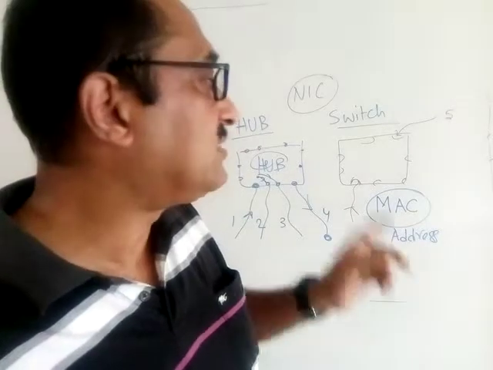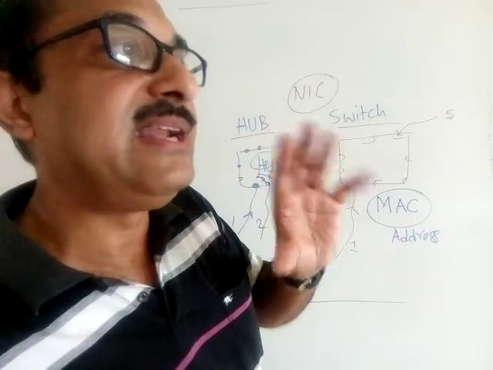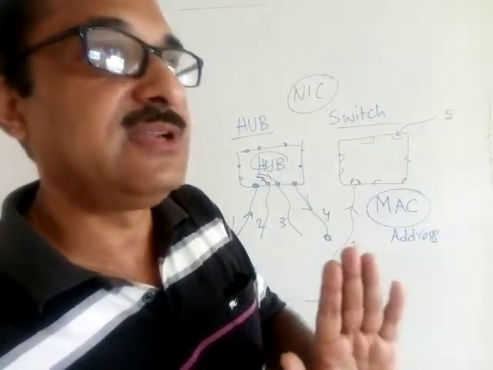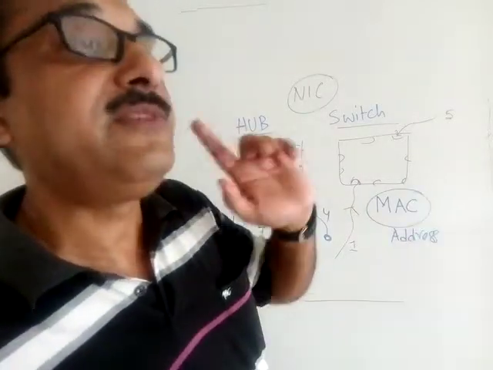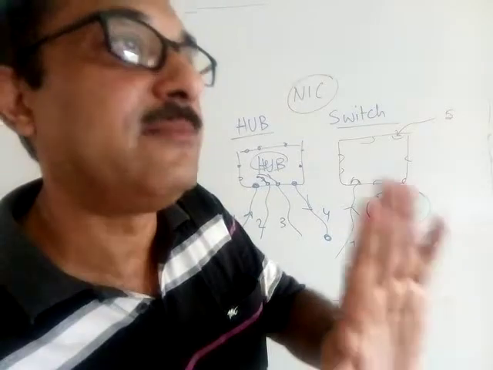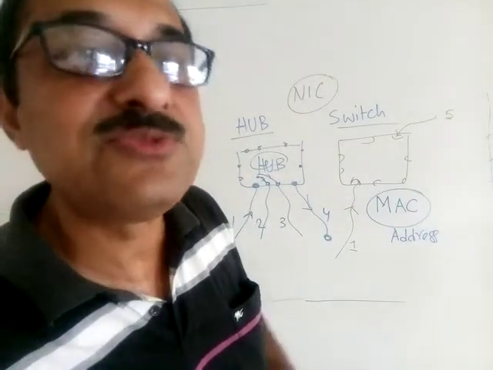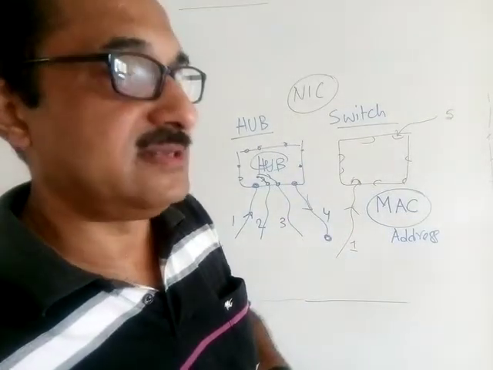So what will happen? The switch is always concerned about the MAC address. Whenever data is received in one of its ports, it quickly figures out which physical address it has to go to. So if it has to go to the physical address, say number 120, it will send it to number 120, whosoever is 120. That is called the MAC address.